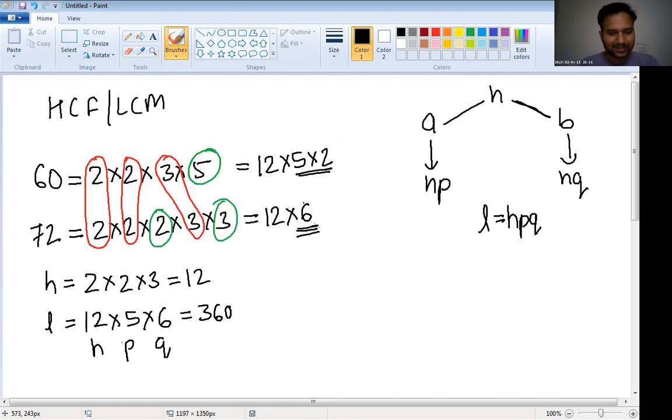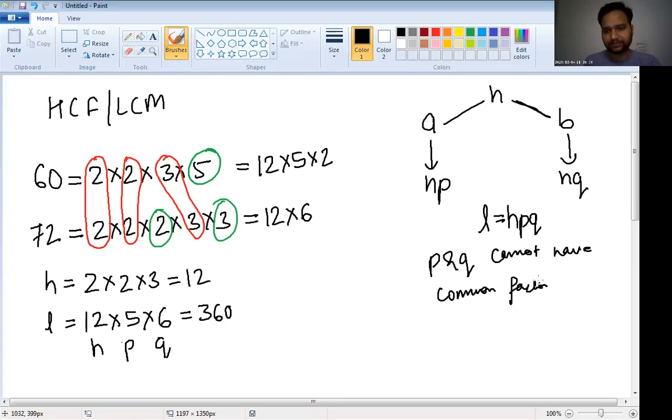ठीक है, तो यहां से आई होप कि आप लोग ये समझ गए होंगे कि एक प्रॉपर्टी P और Q फॉलो करेंगे कि P और Q में कोई भी कॉमन फैक्टर नहीं हो सकता. P and Q cannot have common factor except one. ऑब्वियसली वन तो हर नेचुरल नंबर का फैक्टर होता ही है, राइट.